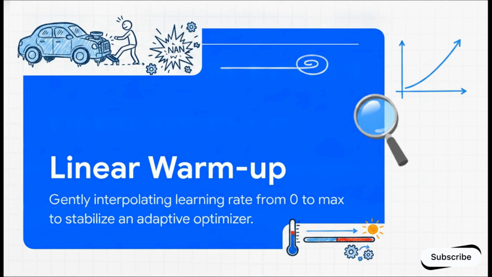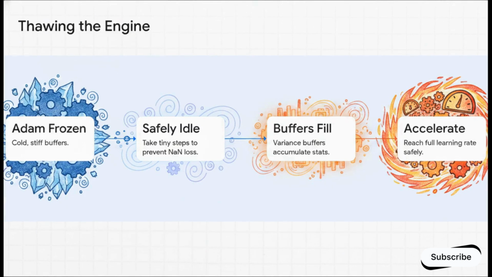To stop that, we use what's called a linear warm-up. We gently interpolate that learning rate from 0 up to our maximum value, safely idling the engine until it's ready to roar. Check out the thermal shift happening here. At step 1, Adam is frozen solid. The weights are cold, blue, and stiff. Adam's bias correction at this stage basically forces it into a blind step, completely ignoring the real gradient magnitude. Taking a huge step right here instantly obliterates your activation distributions.